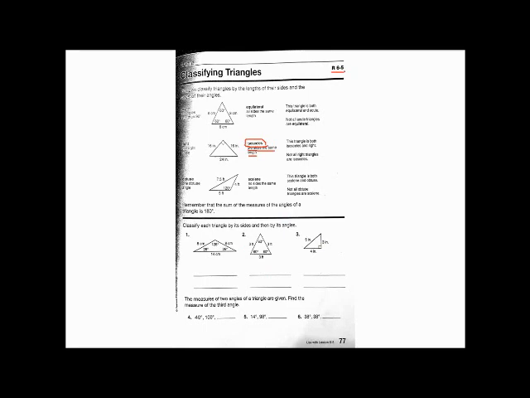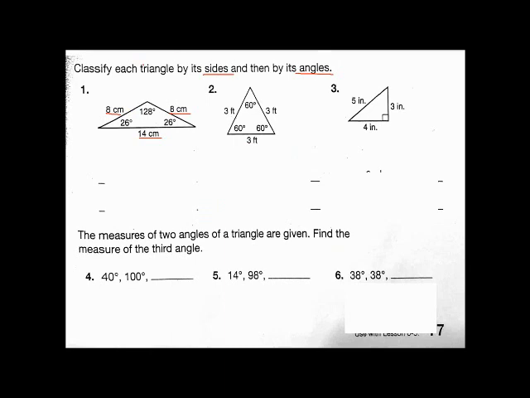So now this is page R65. Let's try to answer the questions together. The first question asks you to classify each triangle by its sides and then by its angle. So let's look for the sides first.